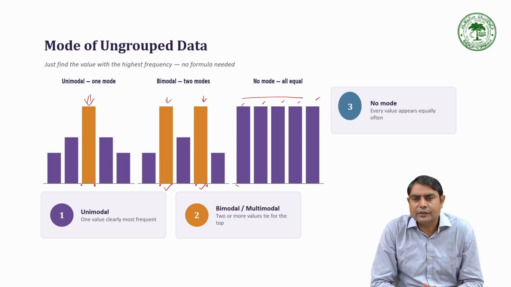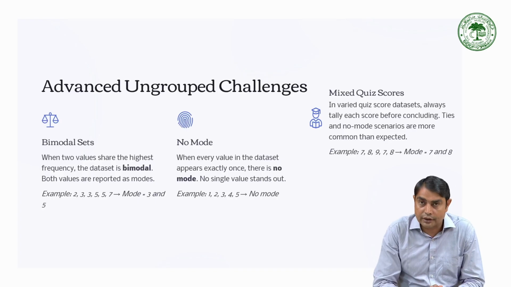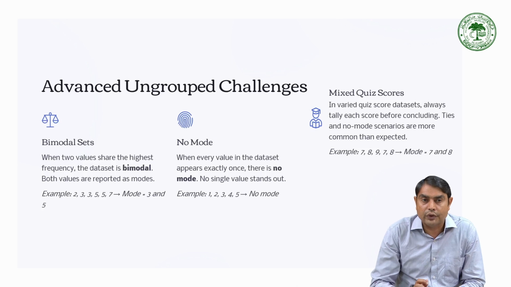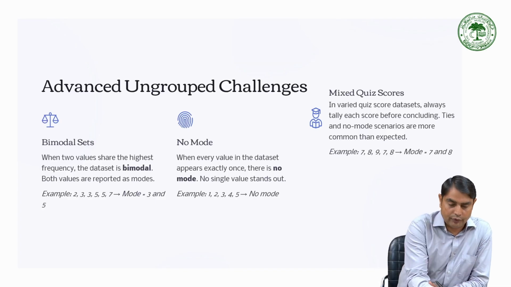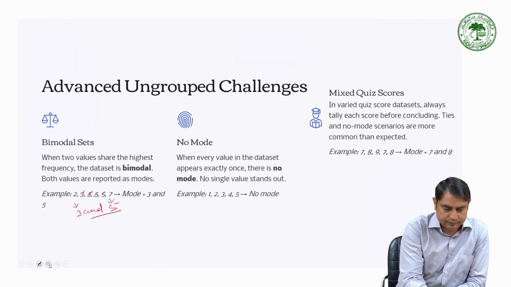So let's look at these tricky cases. Again, the real numbers. There are examples given here. In the first example, some values are given like 2, 3, 3, 5, 5, 7, and I want to find the mode of it. So what I have to do is find out the frequency. 3 appears twice, 2 is once, 5 appears twice. So I can say the mode is 3 and 5. So this case is of what? Bimodal, because I have two modes. One mode is 3 and another mode is 5.